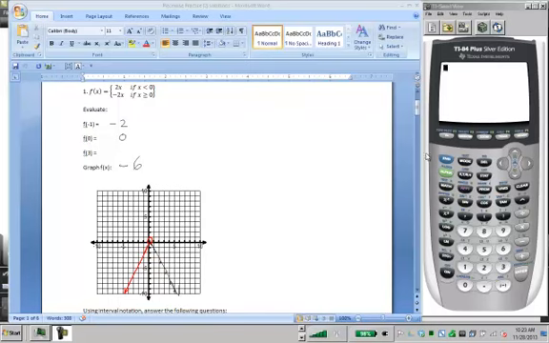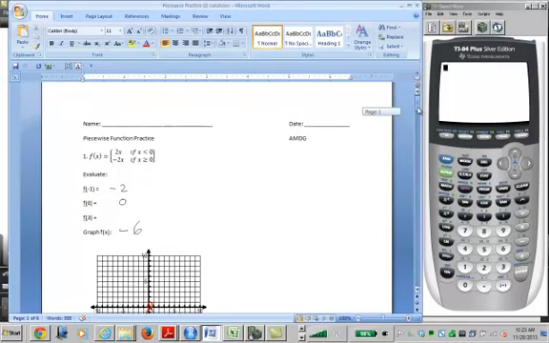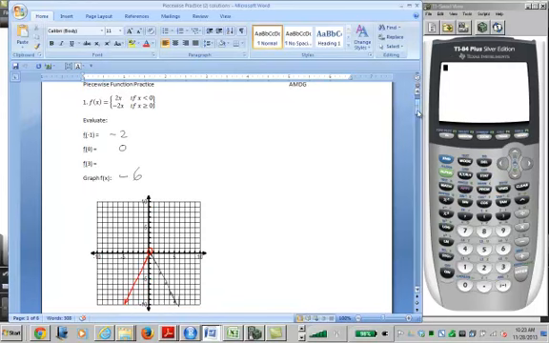So here is a discussion of piecewise functions. Now, in very simple terms, a piecewise function is simply, here's function f of x, but it has two different definitions based on the domain. Namely, if x is less than 0, then f of x is 2x. If x is greater than or equal to 0, then f of x is negative 2x.